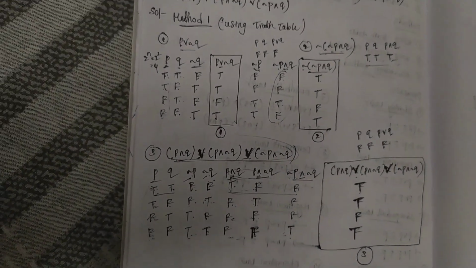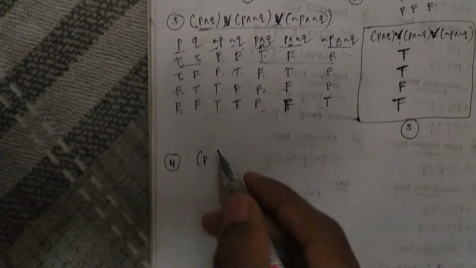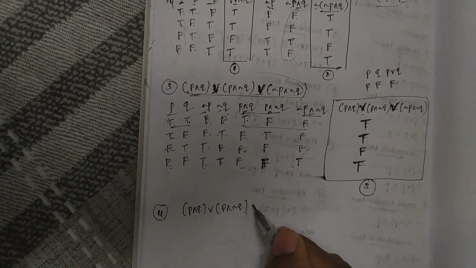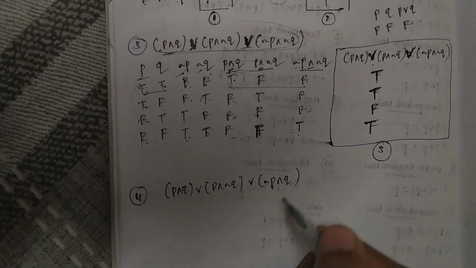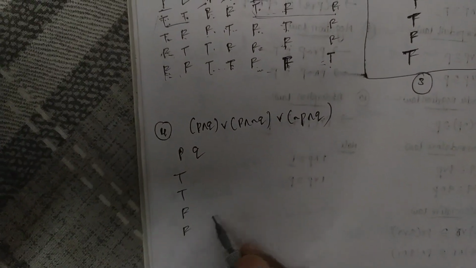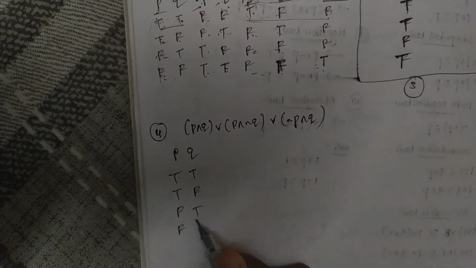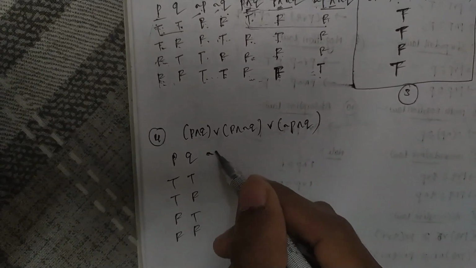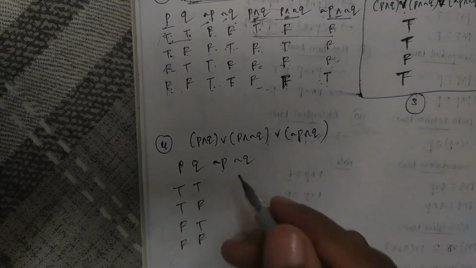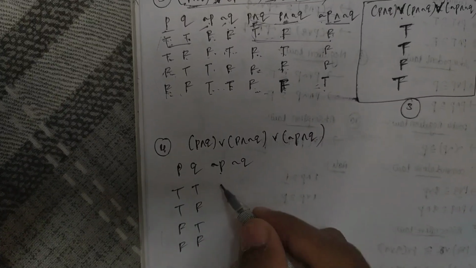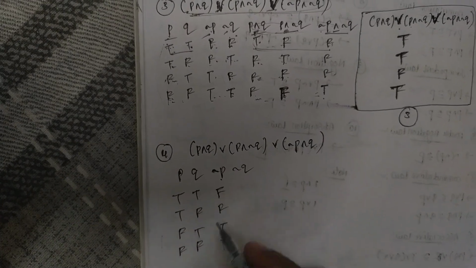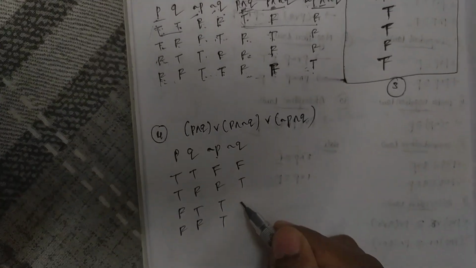Now what is the fourth? p and q, or p and negation q, or negation p and q. First of all, write the p and q values: p is true, true, false, false, q is true, false, true, false, and then the negation p and negation q values. Negation p takes the opposite values of p, that is false, false, true, true. Negation q takes the opposite values of q, that is false, true, false, true.